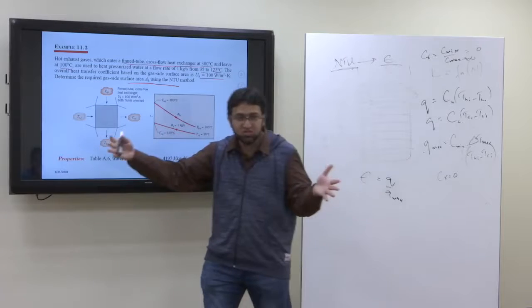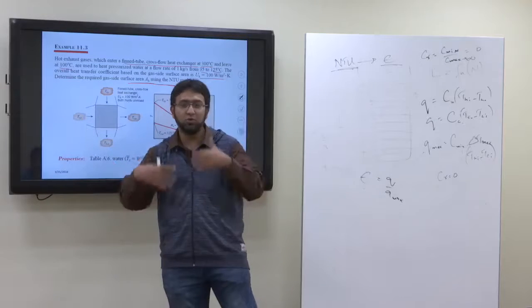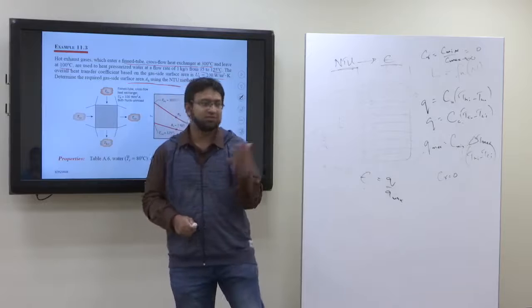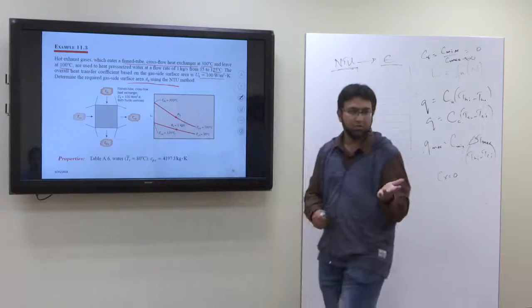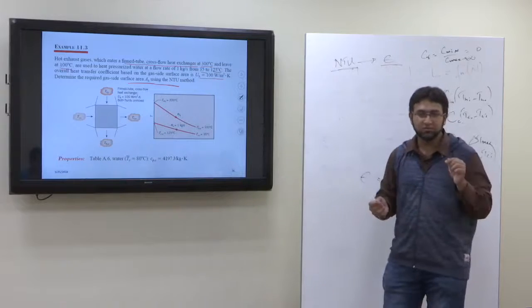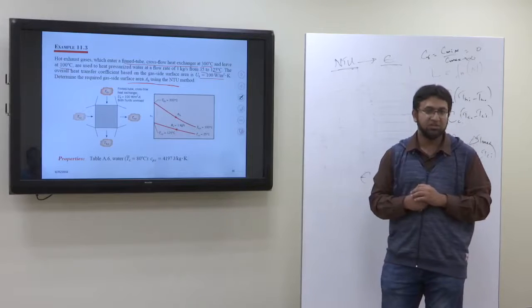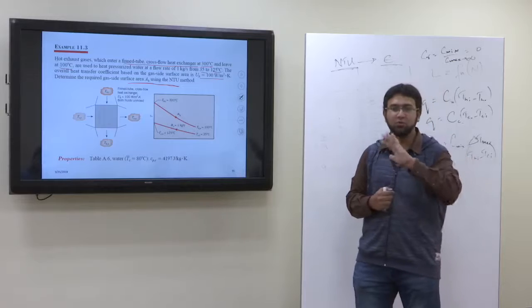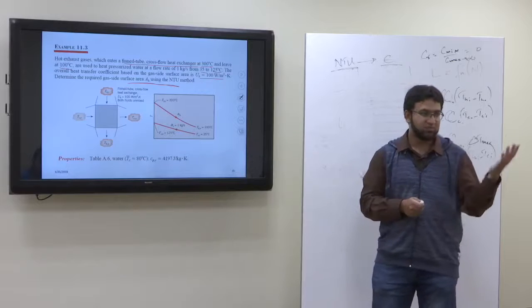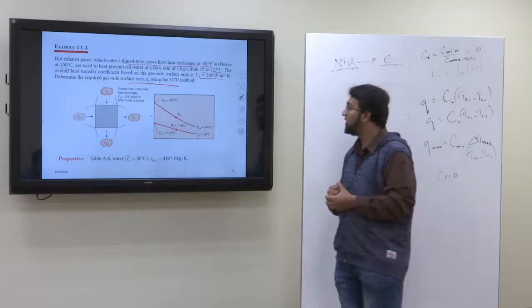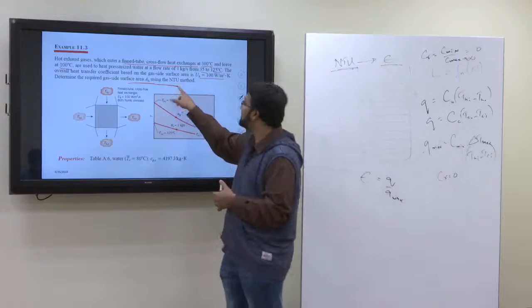You don't know the dimension of the heat exchanger. You want to know the overall heat transfer area. That's a design problem, when you know all the inlet and outlet, but you don't know what should be the dimension of your heat exchanger. In this case, right now we are considering overall surface area of heat transfer. So we need to solve this using the NTU method.